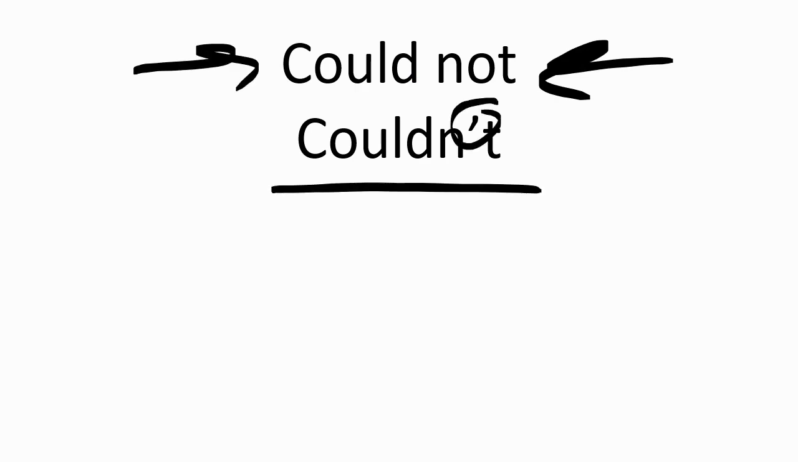It is one word. Let me rub out those symbols and we can have a fresh look at that. Could not has become contracted. It has become a smaller version of itself. It has become one word using the apostrophe of contraction. And now could not has become couldn't.